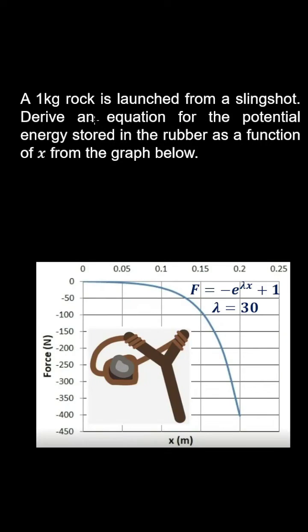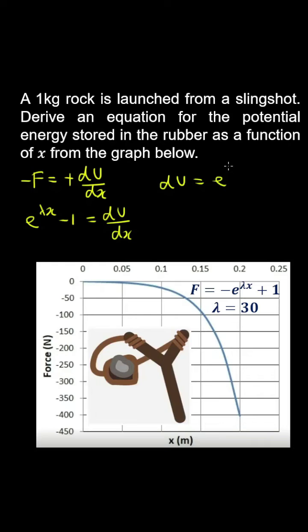A 1 kilo rock is launched from a slingshot, and we're asked to derive an equation for the potential energy stored in the rubber as a function of x from the graph below. Recall that the force is equal to the negative of the change in potential energy with respect to x, so minus F is equal to plus dU/dx. Substituting for minus F, we get e^(λx) minus 1 is equal to dU/dx, and then separating the variables, we get dU is equal to (e^(λx) minus 1) dx.